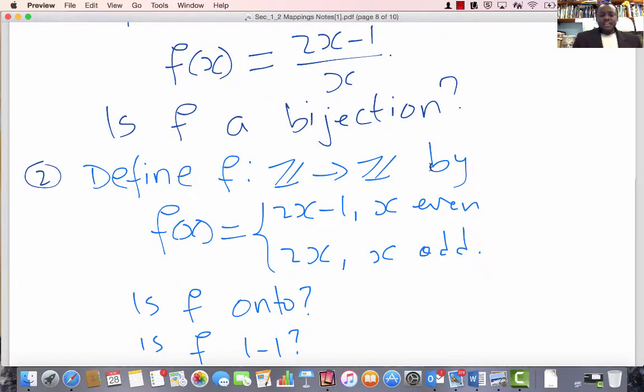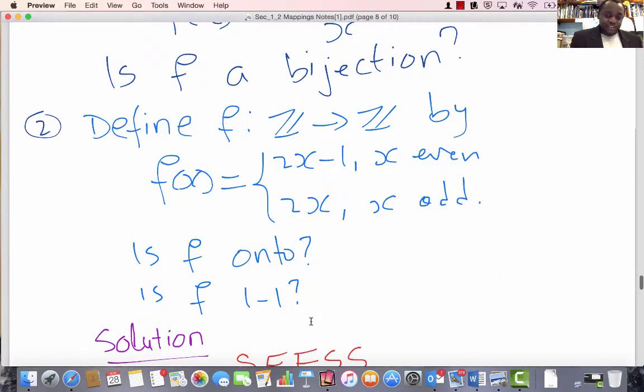Look at the second example. Even more exciting. Let f be a mapping from the set of integers to the set of integers. The domain is the set of integers, and the codomain is the set of integers. And f is defined as follows. f of x equals 2x minus 1 when x is even, and f of x equals 2x when x is odd. Is f onto? Is f one-to-one? Can we say f is a bijection?